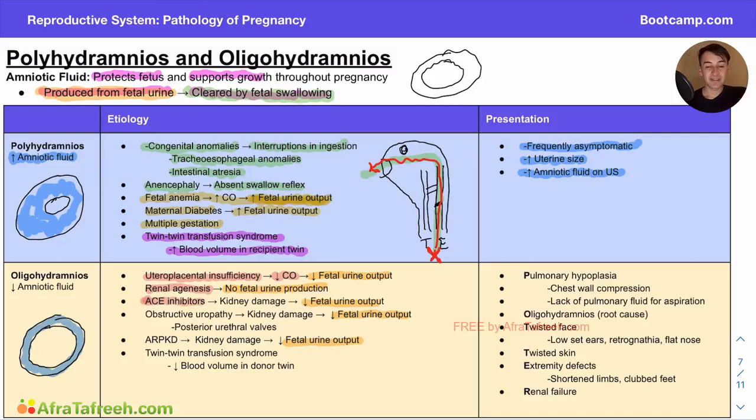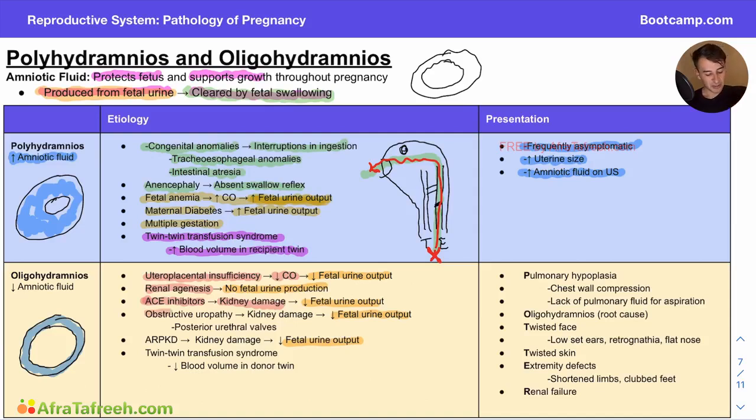Basically, renal agenesis or ACE inhibitor use is going to lead to no kidneys or kidneys that are very poorly functional, and we know that both of these are going to lead to a lack of kidneys to create urine, and so this urine production is going to be lower. So you'll see this continued trend of not enough urine following down all of this pathophysiology.